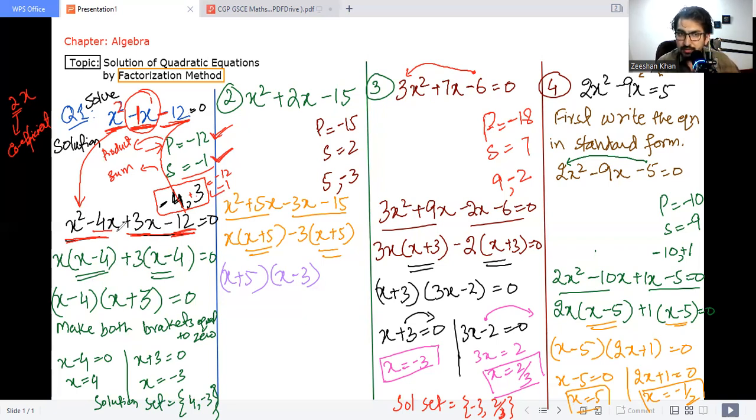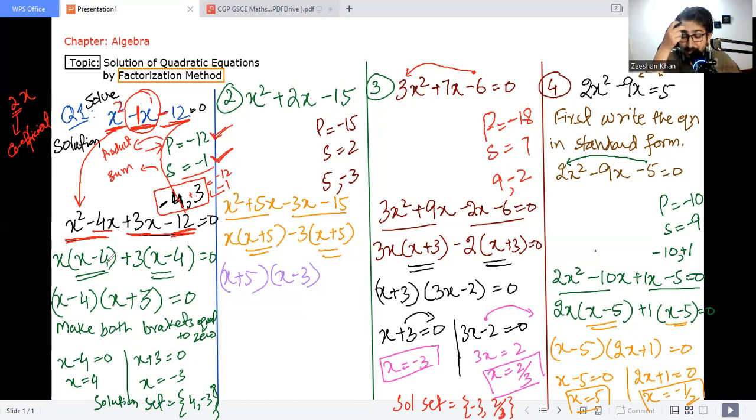Here x is common, so you will take x common outside of the bracket. So inside, x minus 4 will be left. And in these two terms, we can take 3 common. So x minus 4 will be left inside the bracket.